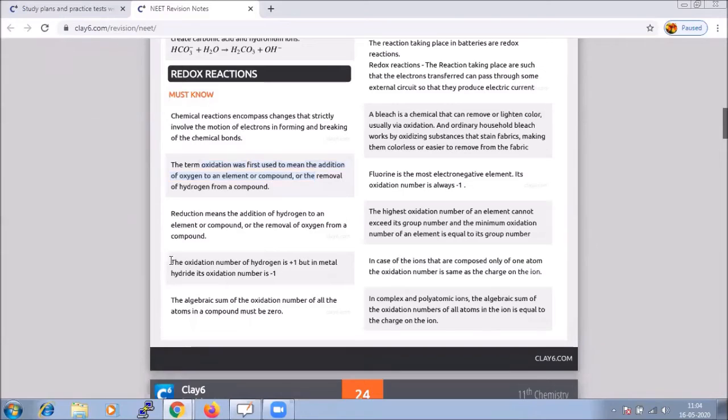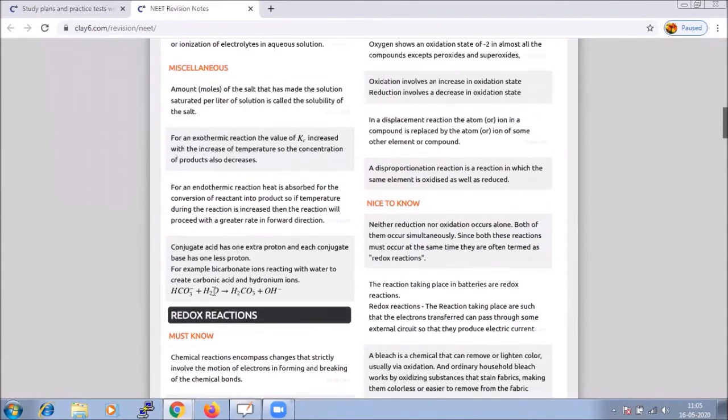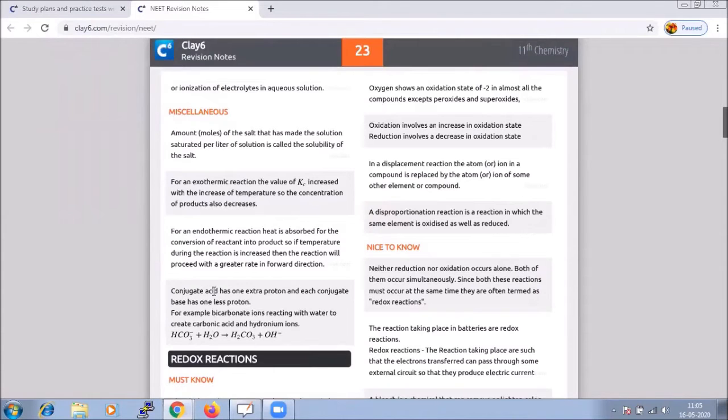The oxidation number of hydrogen is basically taken to be +1, but whenever hydrogen forms a metal hydride, the oxidation number of hydrogen becomes -1. It is also important to note that the algebraic sum of the oxidation numbers of all the atoms in a neutral compound is taken to be 0. And if we have any charge, then it is taken as the charge of that particular ion.